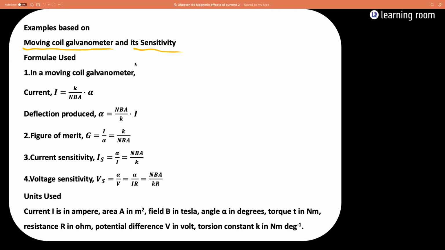Okay. So when you talk about a moving coil galvanometer, it works on what principle? It works on the principle of torque experienced by a current carrying coil placed in an external magnetic field. So torque is equal to NIBA sin theta. But when it comes to a galvanometer, a radial magnetic field is used, due to which the value of theta is always 90, which implies torque is equal to NIBA.